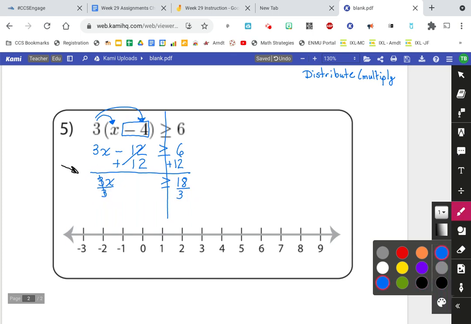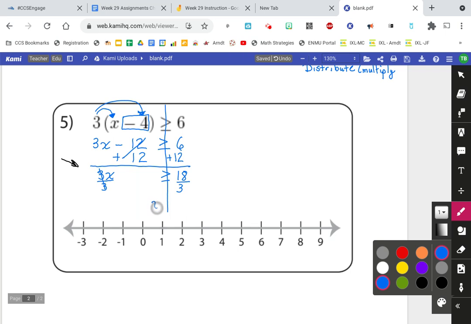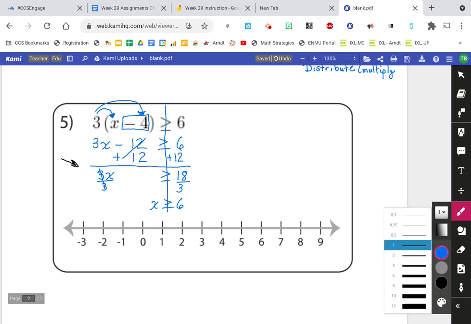And 3 divided by 3 is 1, leaving me with 1x is greater than or equal to, and 18 divided by 3 is 6. Okay, so now I have x is greater than or equal to 6. Anytime we have that equal to symbol, we are going to need a closed circle. So not only am I going to put a circle at 6, I need to close in that circle, meaning I need to paint that circle.